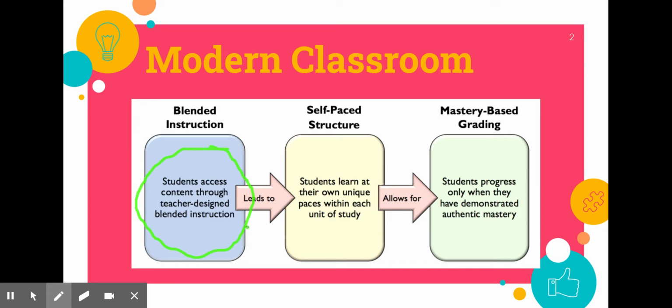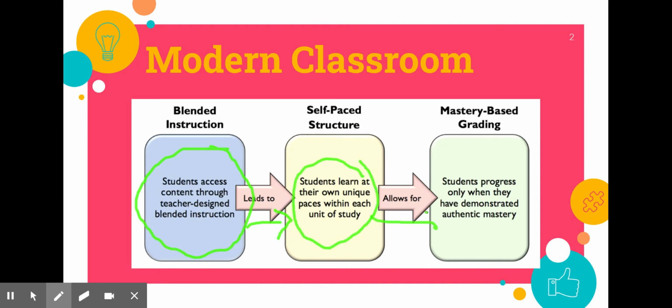So that blended instruction leads to the big piece of the self paced structure. So I'm sure you've been in a class where things are just going too slow. So maybe you already have all the work done and you understand what's going on and you're just waiting. And then there may be times where things feel really rushed. We're moving on to the next idea before you've really had a chance to understand the one that we're on. So you always feel like you're behind and it's really uncomfortable. Well, with the self paced structure, you can learn at your own pace within each lesson.